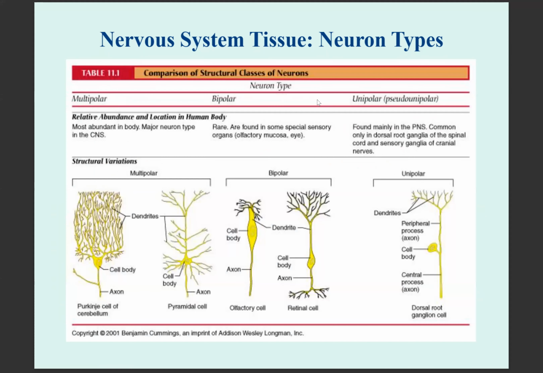I've also talked based on the structure or the shape. So we could see Purkinje cells as you see in the cerebellum, and pyramidal cells as you see in the cerebrum, which are all multipolar. Then we can also look at the olfactory cells or the retinal cells, which are usually bipolar. And then we can look at the dorsal root ganglionic parts, which are usually unipolar or pseudo-unipolar.